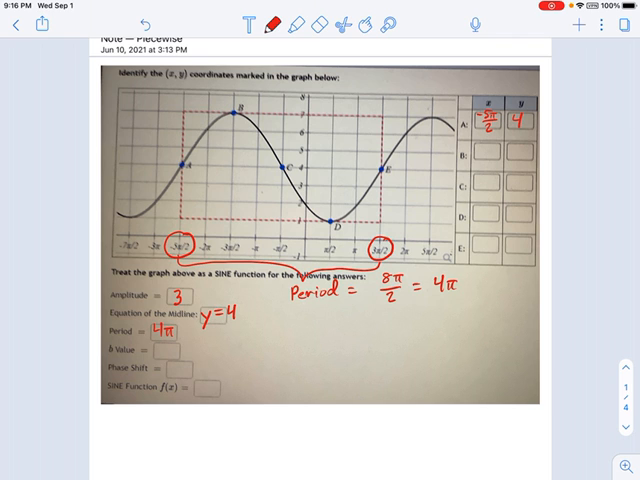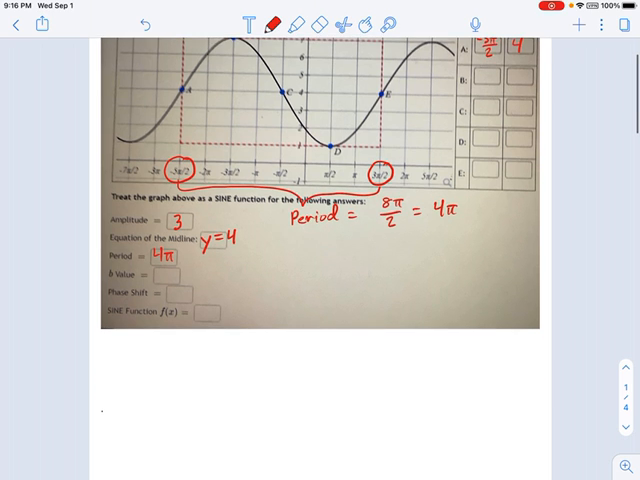Now the b value, we don't ever get from looking at a graph. We get from evaluating the equation for the period. And if you remember, period equals 2 pi over b. That's our equation. And we just figured out that period equals 4 pi. So we have here an equation. And I can now multiply both sides by b to get 2 pi equals 4 pi b. I'm going to cancel out a pi from both sides and divide each side by 4. Basically I'm dividing each side by 4 pi. So this is going to be equal to 1/2. b equals 1/2. Okay, there we go.